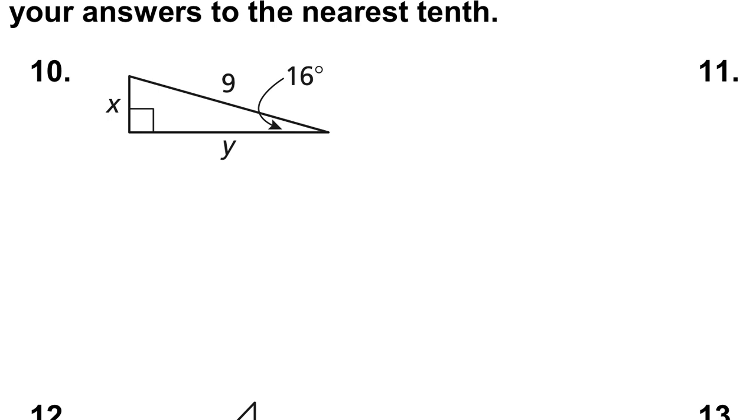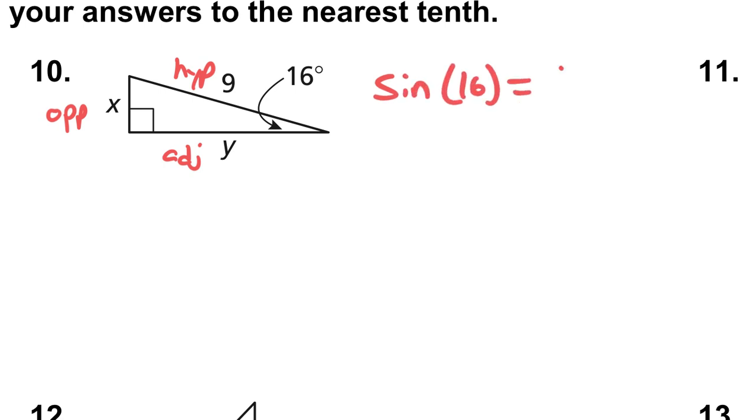So let's look at 16. If I look at angle 16, my opposite is my x, my hypotenuse is my 9, and my adjacent is my y. If I want to find the sine of 16 degrees, it's equal to the opposite, which is x, divided by the hypotenuse, which is 9. To solve this, I'm going to multiply both sides by 9, and I get x equals, rounded to 1 decimal place, 2.5.